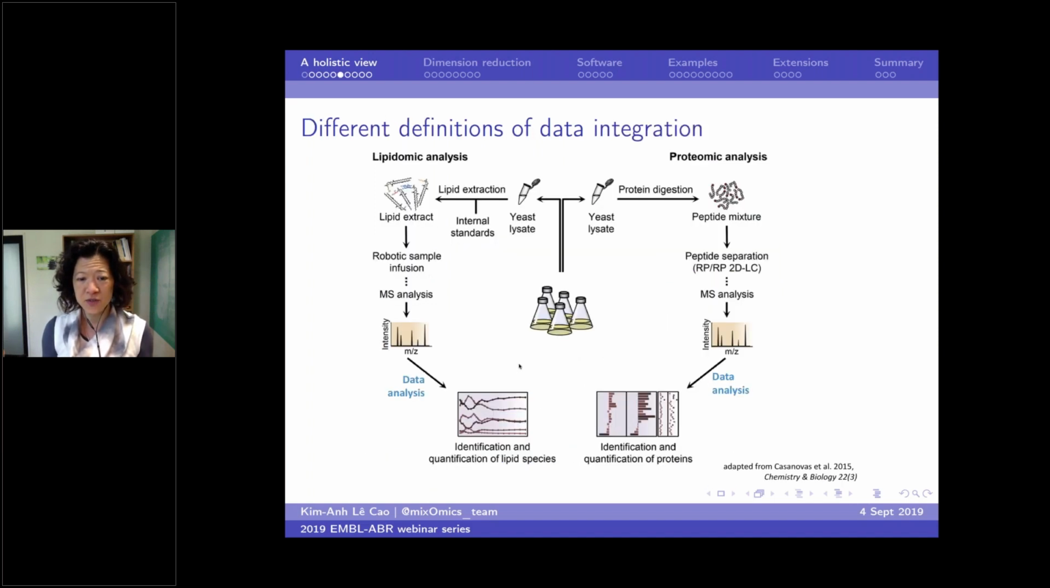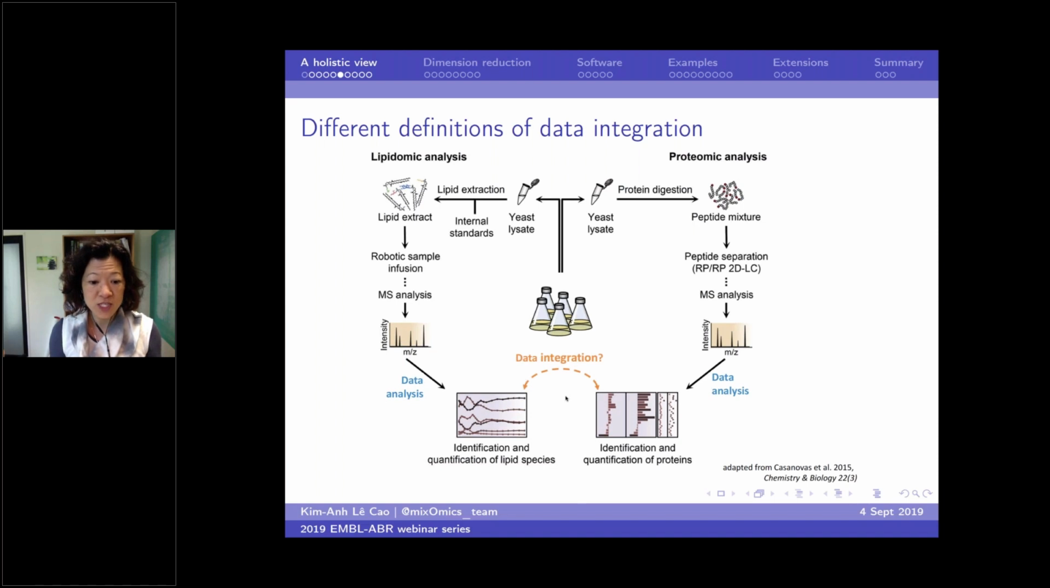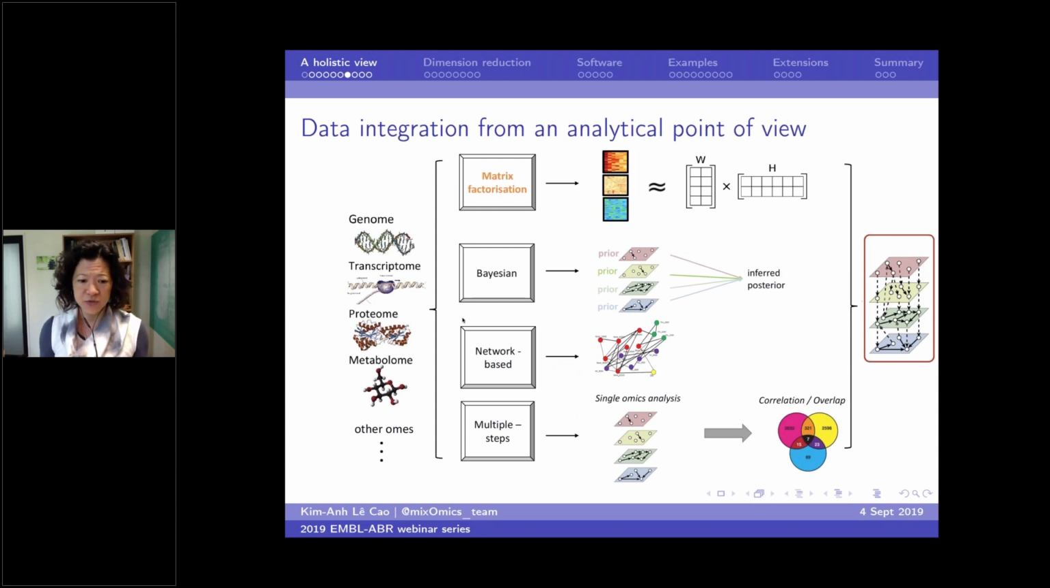There are different ways that can define data integration, and actually the definition itself is quite blurry. So imagine you're doing a parallel assay. You can do a proteomic assay or you can do a lipidomic assay. Some people may want to analyze each data set individually and then try to integrate the statistical results. But there are other definitions where the data integration happens at different levels in this diagram, for example, at the bioinformatics level or at the analysis level. So I'm talking about data integration at the analysis level.